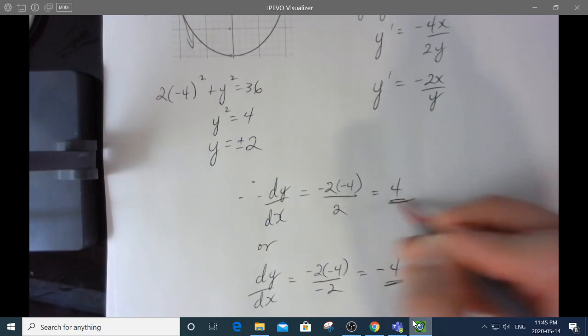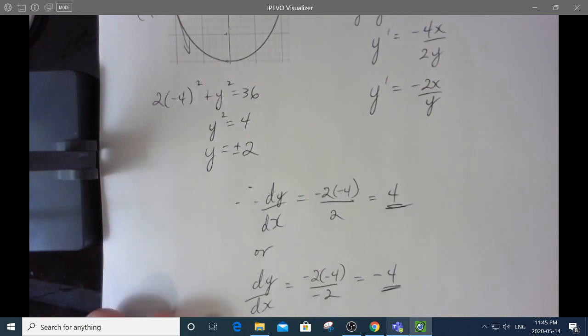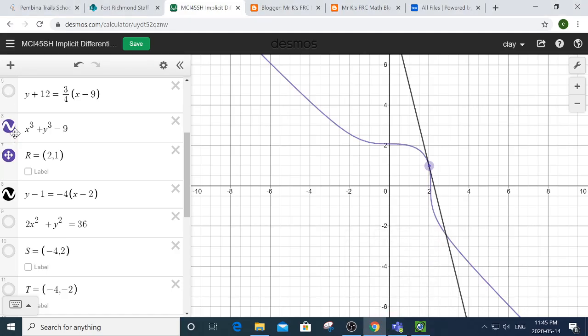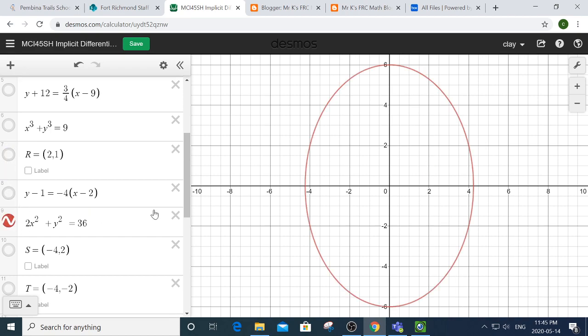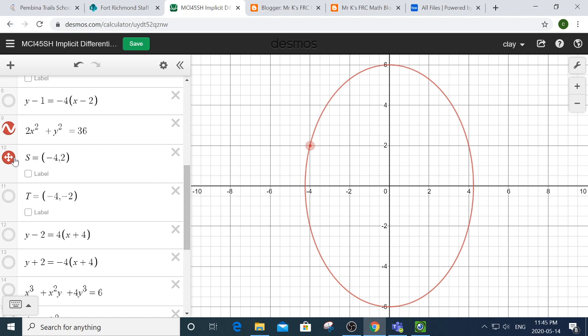And once again, I'll check that with my Desmos to make sure I did it right. So, okay, that's the next one down here. Here's the ellipse. Here's one point that I'm looking for the slope at. Here's the other point that I'm looking for the slope at. And then, of course, if I have this right, then the slope of 4 should be one of the tangents, and the slope of negative 4 should be my other tangent. And they are. Looks pretty good.